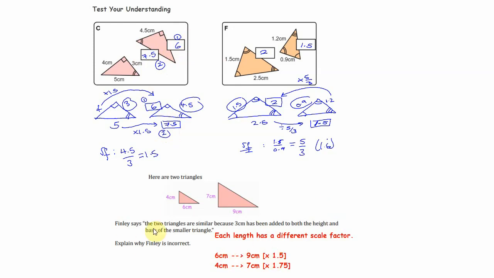And then just showing when 2 things aren't similar. You just want to show that they don't have the same scale factor for each length, because that's the property of a similar shape. It should be every length should times by the same thing, and I've shown here that they don't.